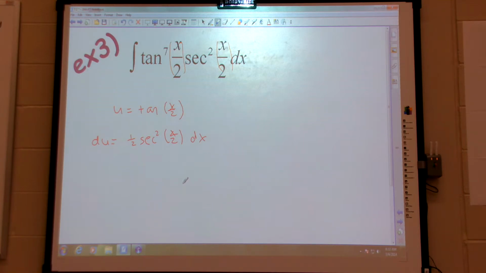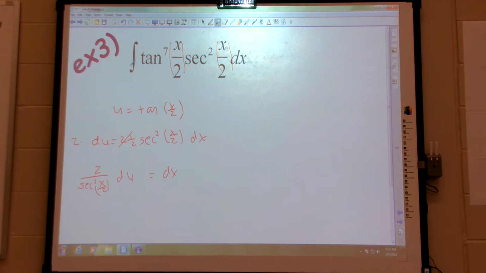Right? Now solve for dx. And do that smart. Do not divide by half, multiply by 2. So I'm going to have 2 over secant squared x over 2 du. Right, first I multiply both sides by 2. Yep. Then I divide it by secant. All that. You do not want fractions in fractions.